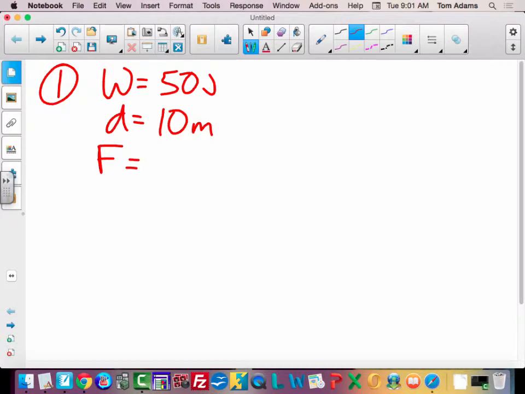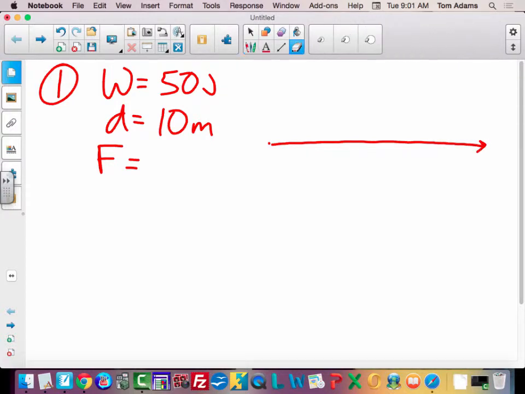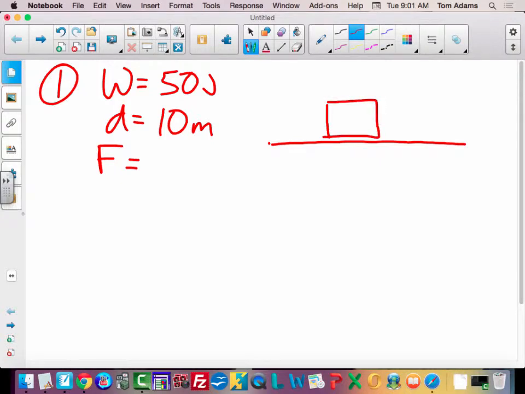So you have a perfectly horizontal plane, and then you have an object. We don't know what the mass of the object is, it didn't really say. But then you have a person that did 50 joules of work to displace this thing 10 meters. And they want to know how much force they applied to make all that happen.